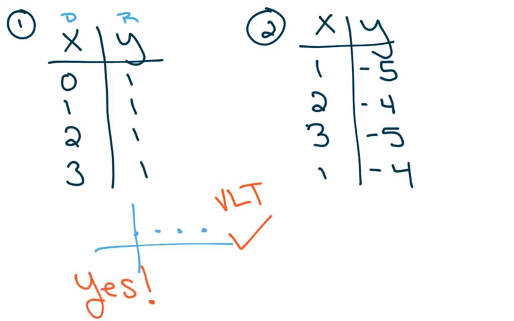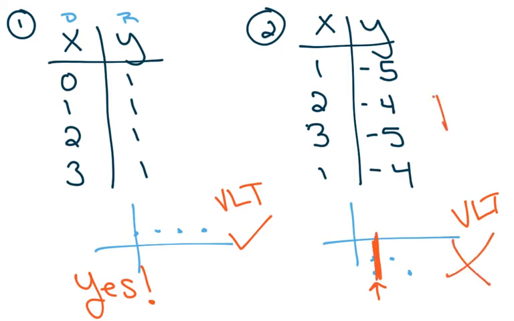Now if we look at example number 2, again drawing just a quick graph so we can visually see what it is. At 1, we're down here at -5. At 2, we're at -4. At 3, we're back down at -5. And then at 1, we're at -4. So looking at that, I have these 2 dots right here that are on top of each other, meaning if I did a vertical line test, it would hit twice, right there, so it would not pass. So this is not a function.